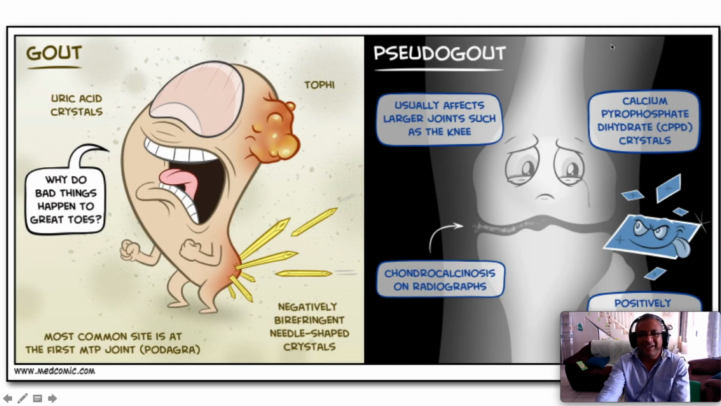Here's a beautiful cartoon from MakeComic.com. A big thank you to Mr. Jorge Muniz and company, illustrating the key differences between gout and its brother pseudogout. So in gout, we said that the underlying pathobiology is monosodium urate or uric acid crystals. The most common site is the first metatarsophalangeal joint, called podagra. Eventually, in the chronic form, tophaceous gout, there is formation of tophi at the joints. And if you look at this finger with some crystals in its bum here, negatively birefringent needle-shaped crystals on polarized light microscopy, right? And then the finger or the toe is asking, why do bad things happen to great toes?